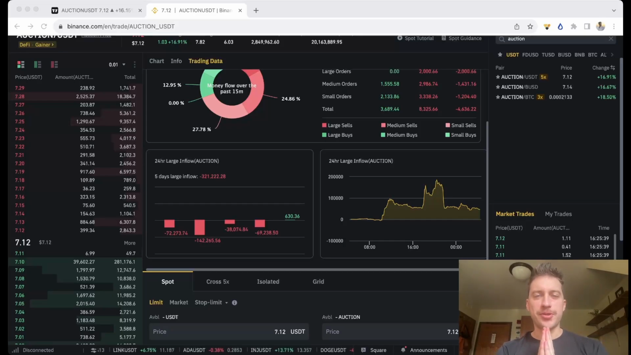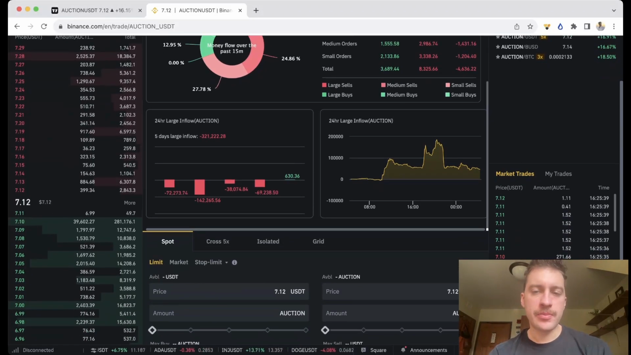Hello traders, and welcome to a new video on a new indicator from Binance. So today we are going to be looking at inflow outflow data, but this time I can actually give you guys this data for free and it updates every single 5 minutes.